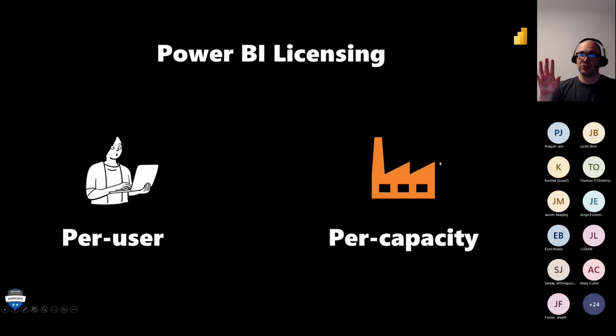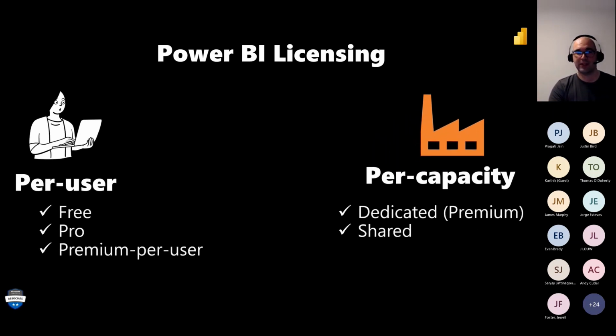The first distinction to keep in mind when we are talking about Power BI licensing is between per user licenses and capacity-based licenses. That's the highest level of distinction. So we have per user licenses and per capacity licenses. Let's now focus on understanding per user licenses. You have three different license types for users: free license, pro license, and premium per user license.